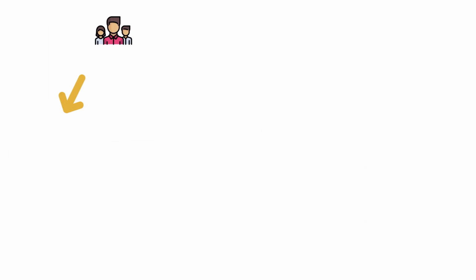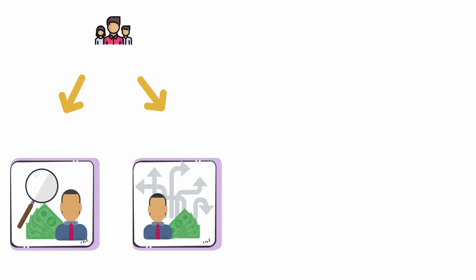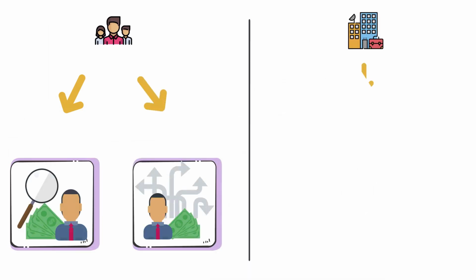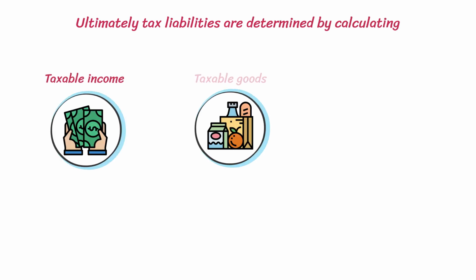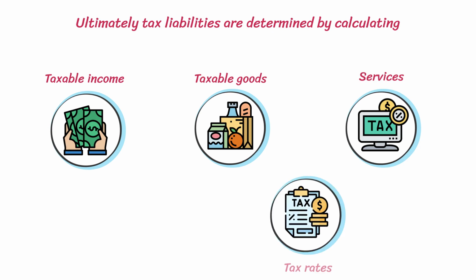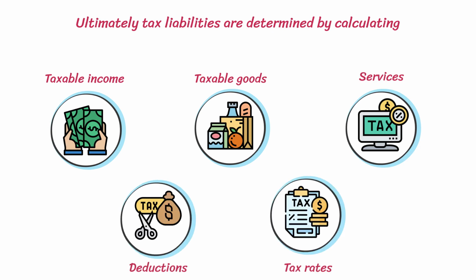as an individual might pay taxes on particular or multiple sources of income, while a business is required to contribute tax payments on every product that is sold. Ultimately, tax liabilities are determined by calculating taxable income, or the value of taxable goods or services, and applying the relevant tax rates and deductions.